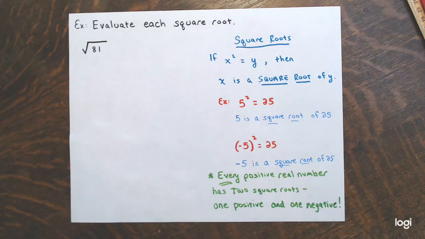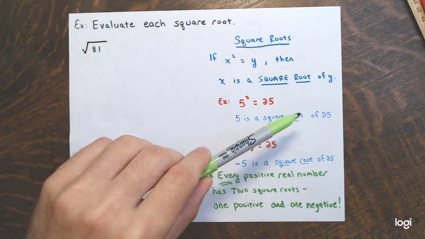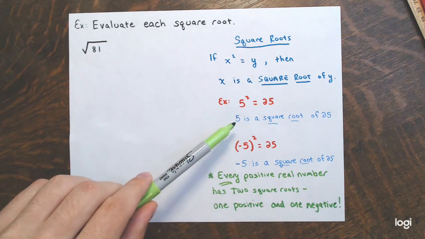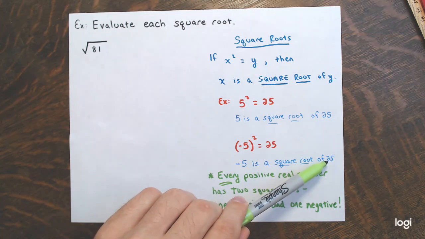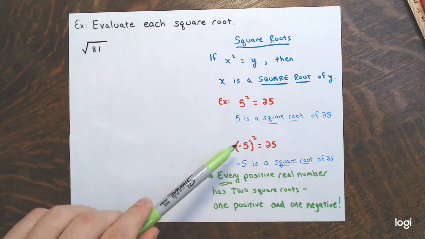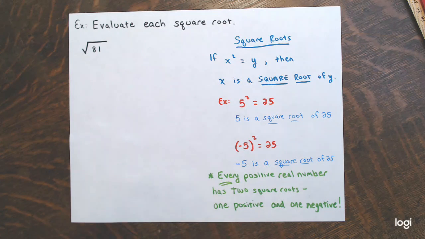Like the number 25: 25 has the positive square root of 5, and 25 has the negative square root of negative 5. One positive square root, one negative square root. And every positive number will be like that. Out loud here, for example, 36. The positive square root of 36 is 6, because 6 squared is 36. The negative square root of 36 would be negative 6, because negative 6 times negative 6, or negative 6 squared, would be positive 36.